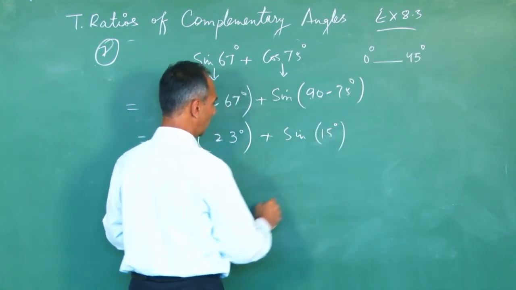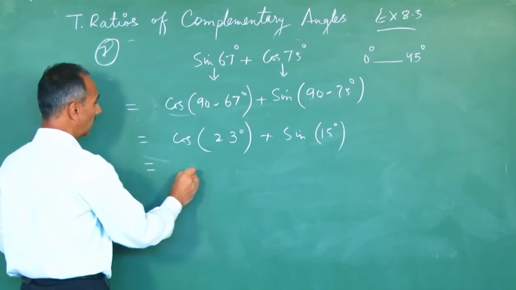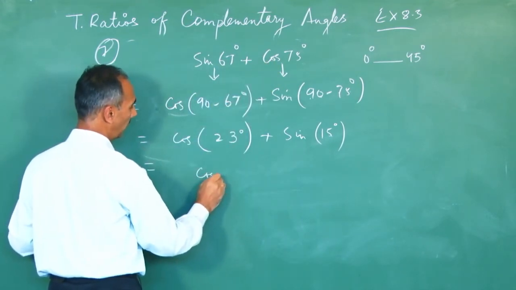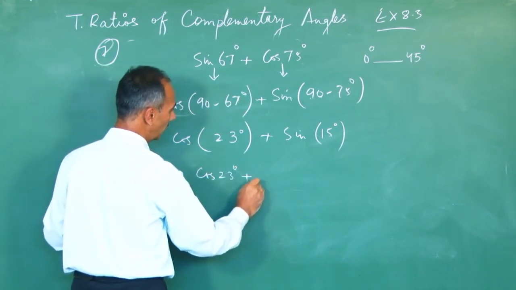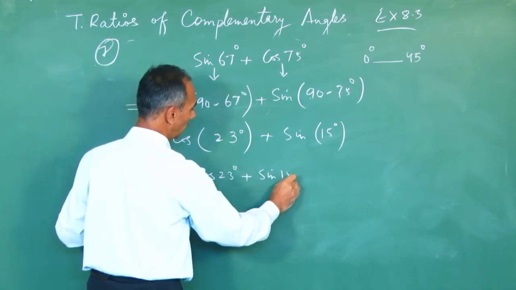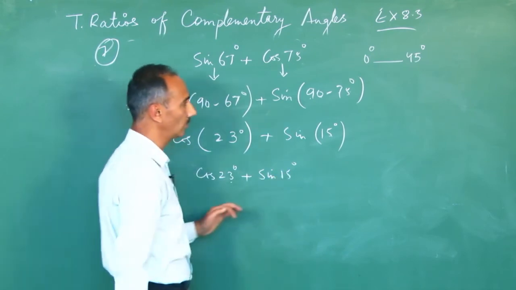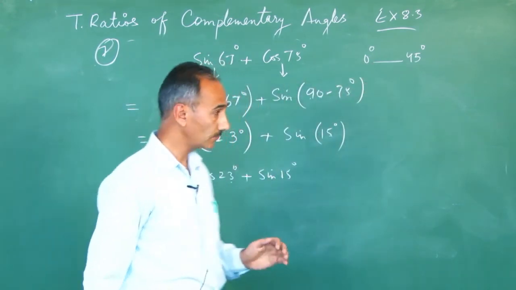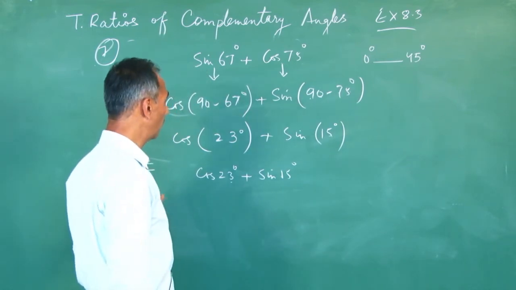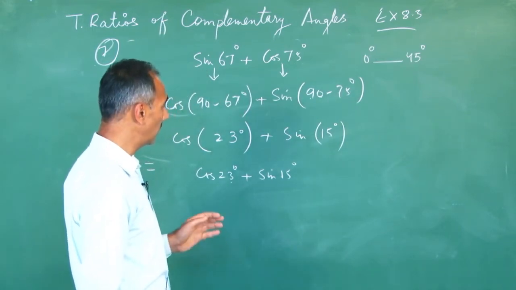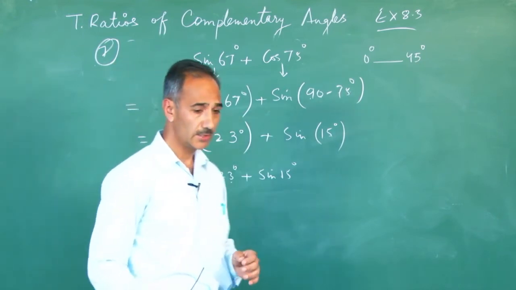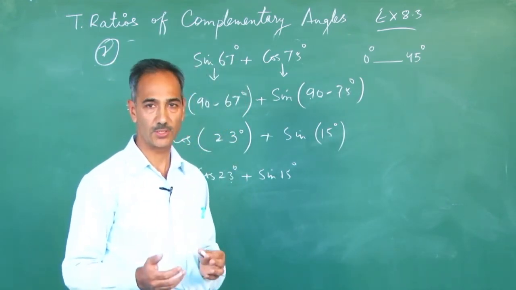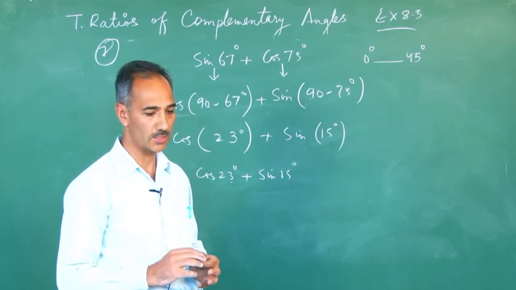So we have expressed this expression, which was in terms of 67 and 75, in terms of 23 and 15. And 23 and 15 both lie between 0 and 45. So this was all about complementary angles. Now we'll take up the last exercise of Introduction to Trigonometry. This is the third video as far as Introduction to Trigonometry is concerned.